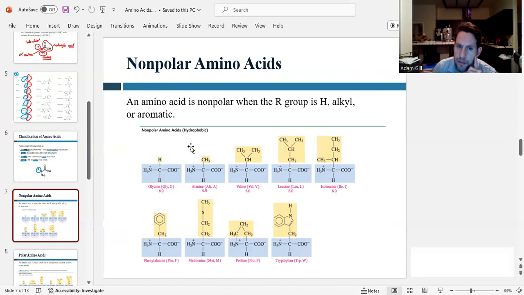Now, if you notice, everything in yellow is just hydrogens and carbons for the most part. They are non-polar. They don't have any electronegative atoms. There's no dipole moment in these side chains. So we classify these as the non-polar amino acids.